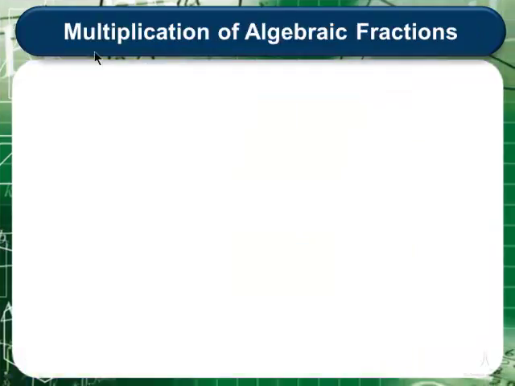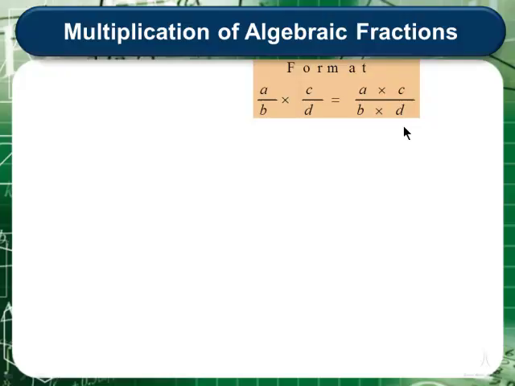Next, we consider the multiplication of algebraic fractions. Here is the format for such a multiplication of two algebraic fractions, as we can see on the screen. So if you had to multiply a over b with c over d, then clearly the numerators get multiplied together and the denominators get multiplied together. That's the basic format of the multiplication of algebraic fractions in general as well.